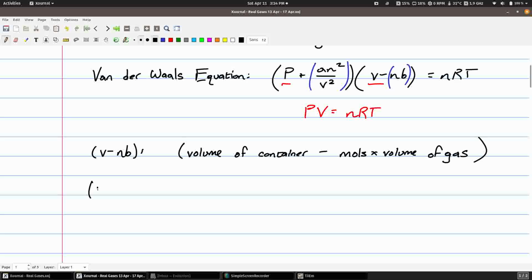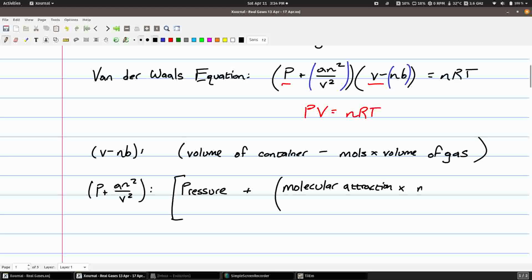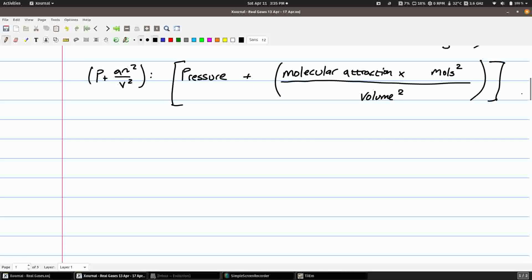And then you have P plus a n squared over V squared. That comes to pressure plus, and we're going to need a separate set of brackets, so you have the molecular attraction times moles squared, and then this whole thing is divided by volume squared. Then nRT is the same as the other one: moles times gas constant times temperature.